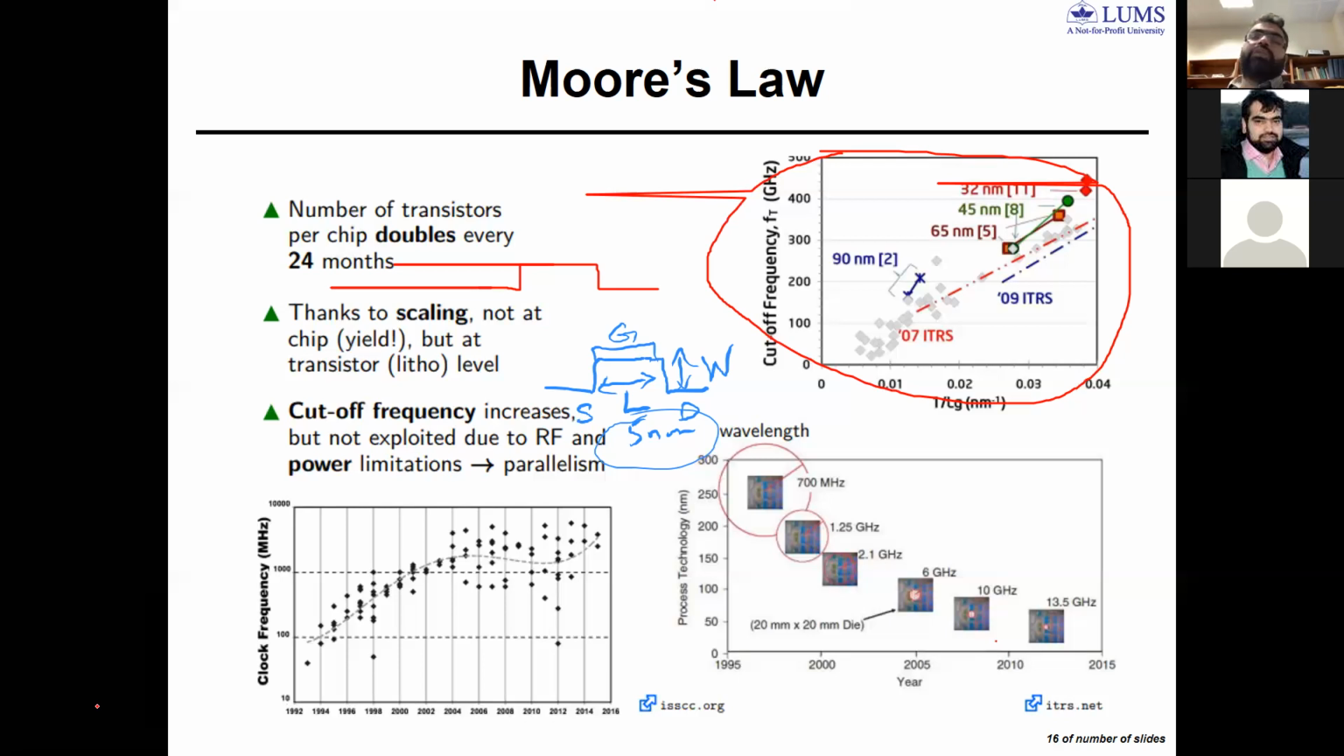And one more thing, as we scale down, my cutoff frequency increases. Cutoff frequency is basically the frequency at which my MOS can operate, and this is the maximum frequency. Now, say you have an RF signal, a radio frequency signal, and you want to operate at 1 gigahertz. 180 nanometer might not operate at 1 gigahertz, but 5 nanometer will. So you want to operate at the technology at which your high frequency signal can work. So this is also an associated benefit as we scale down.